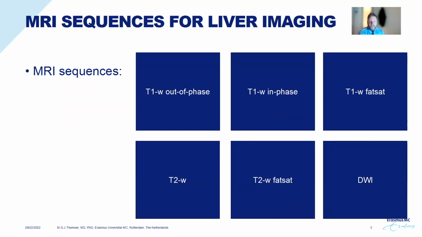These are in short the basic sequences that are used for MRI of the liver. These are the T1 weighted out-of-phase and in-phase images, the fat saturated T1 weighted images, the T2 weighted images with and without fat saturation, and the diffusion images. The T1 fat sat will also be used for the dynamic imaging after contrast injection.